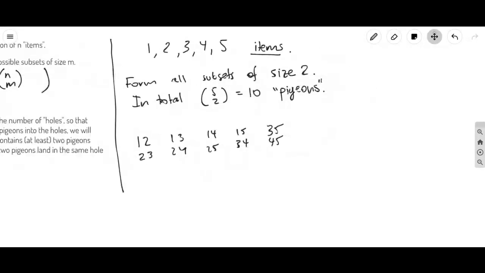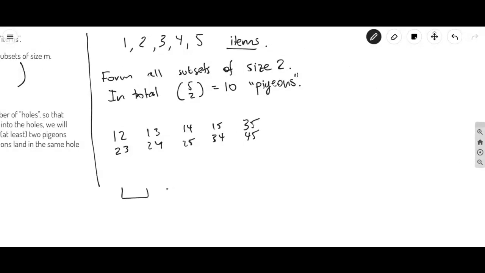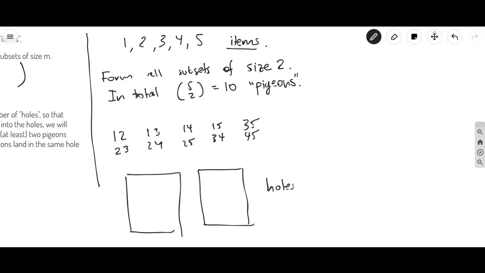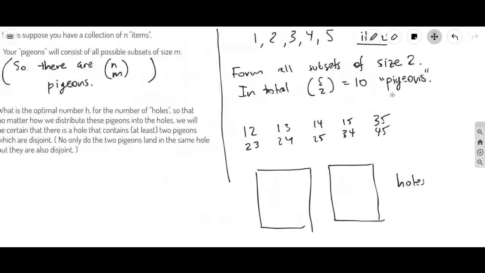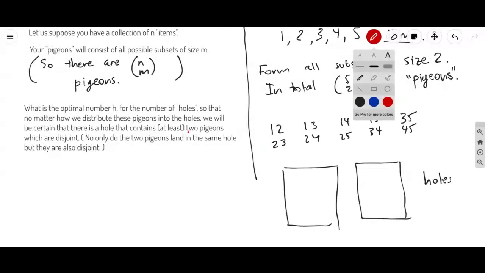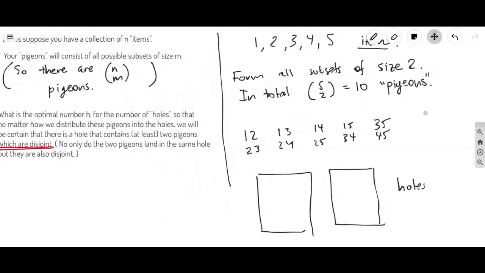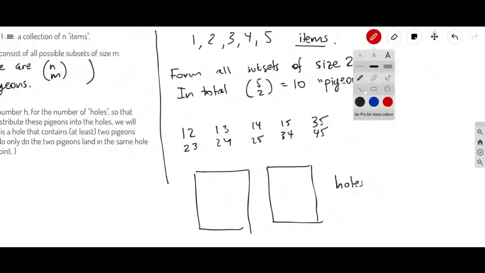Now, let's say we have 2 holes. These are going to be our holes. Maybe we make it a little bit bigger. So this box represents a hole, and this box represents a hole. And you're going to distribute these 10 pigeons into these 2 holes. What do we want? We want 2 pigeons that are disjoint to end up in the same hole. So let's try to do it in a way so they always overlap.